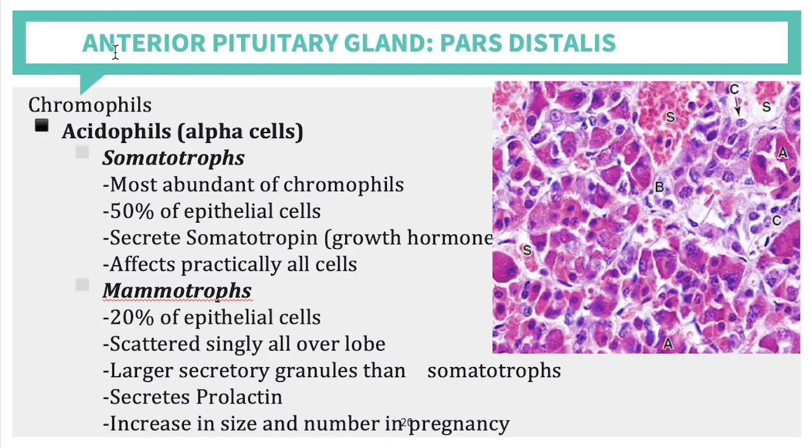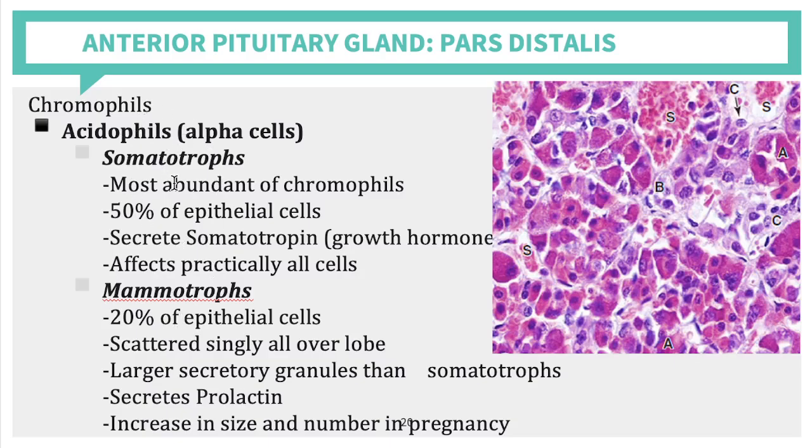Again, we have what we call your chromophils. The acidophils are what we term your alpha cells. Similar na yan sila. Alpha cells are your acidophils. What was the other one? Very good examples of our acidophils or alpha cells are your somatotropes and your mammotropes, right? Remember, growth hormone and your prolactin, right?